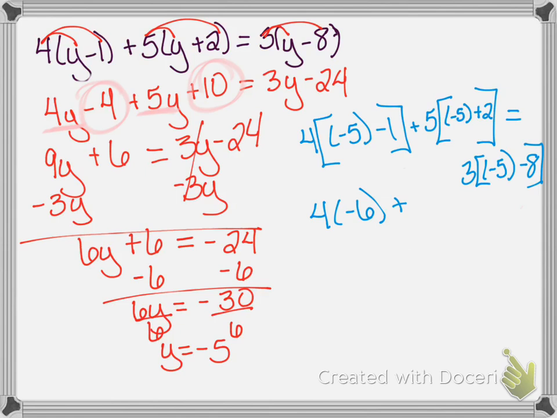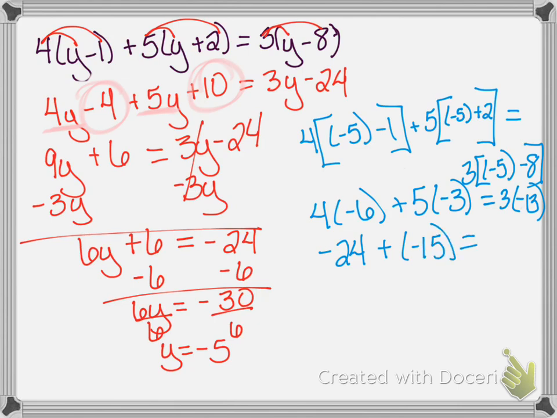Negative 5 and positive 2. Negative 3. Okay, what's negative 5 and negative 8? Negative 13. You got it. Okay, 4 times negative 6. Negative 24. 5 times negative 3. Good. 3 times negative 13.